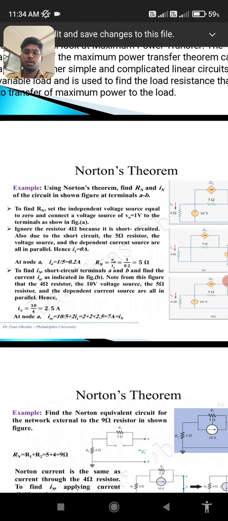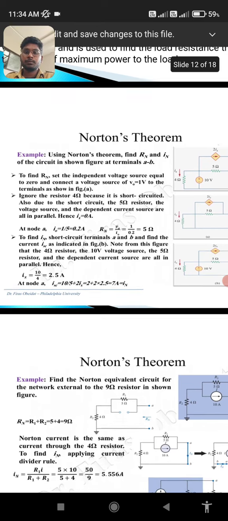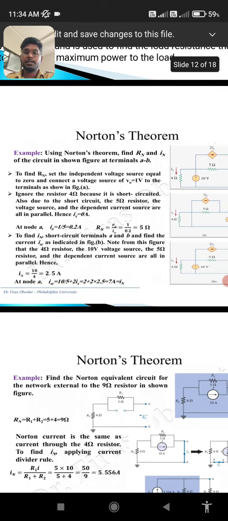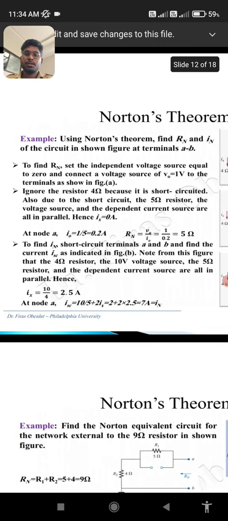Example: using Norton's theorem, find Rn and In of the circuit shown in the figure at terminals A to B. To find Rn, set the independent voltage source equal to 0 and connect a voltage source of V0 equal to 1 volt to the terminals as shown in figure A. Ignore the 4 ohm resistor because it is short circuited.